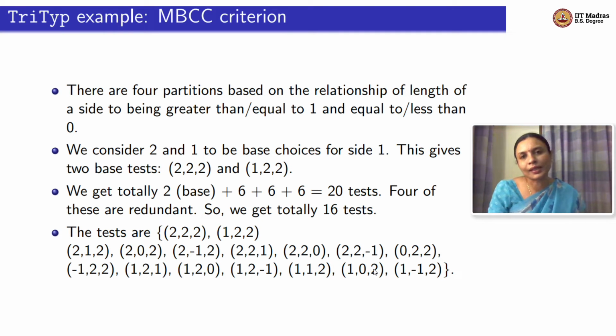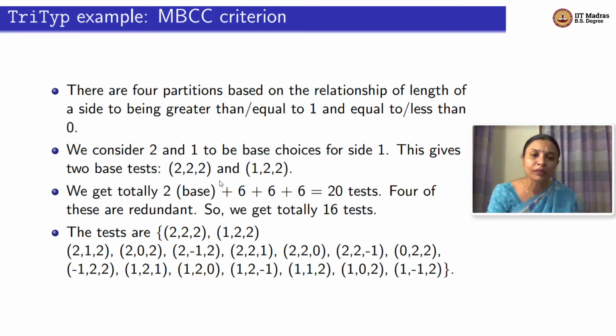The next, just as a sample, let's look at multiple base choice coverage criteria. So let's assume as of now that side 1 is my side that I'm going to fix. And let's consider 2 and 1 to be the base choices for side 1. So this gives us 2 base tests. That is, side 1 is 2, side 1 is 1. The other 2 tests are 2, 2, 1, 2, 2, 2, 2, 2. I have just chosen 2, 2 for both of them.